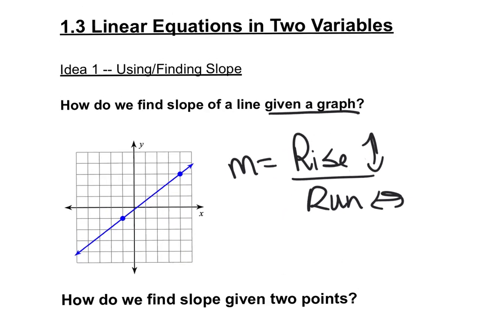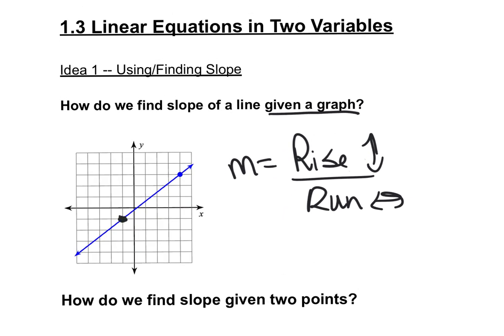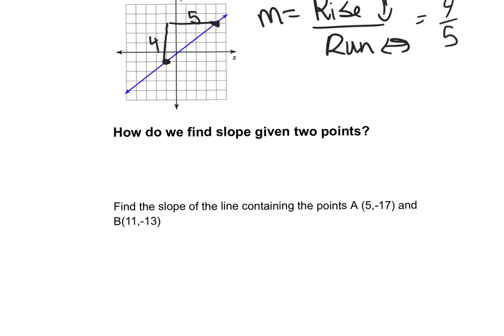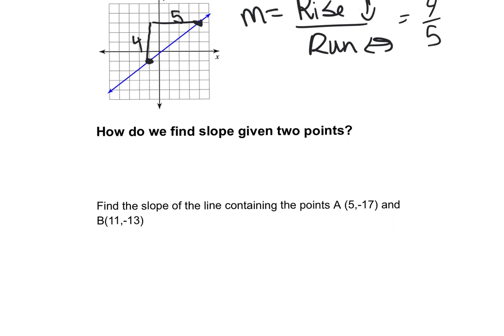So if we are looking at our graph, going from one point to the next point, we are rising a positive 4, and we are running a positive 5. So our slope in this case is going to be 4/5. Now, given 2 points, here's how we find the slope.